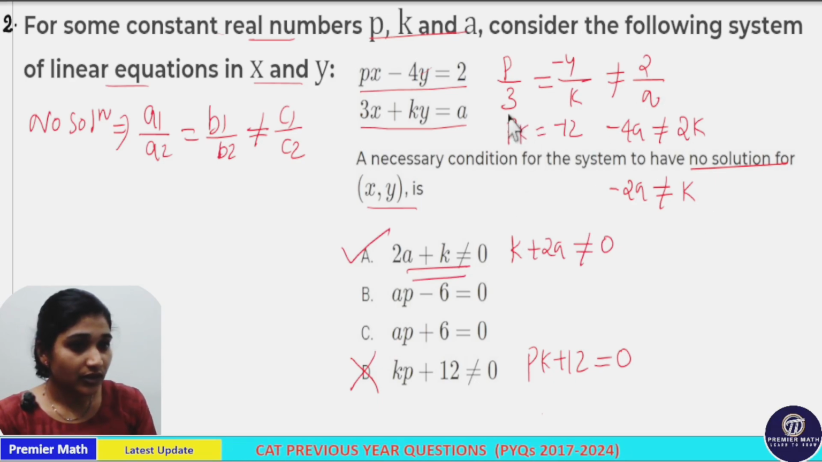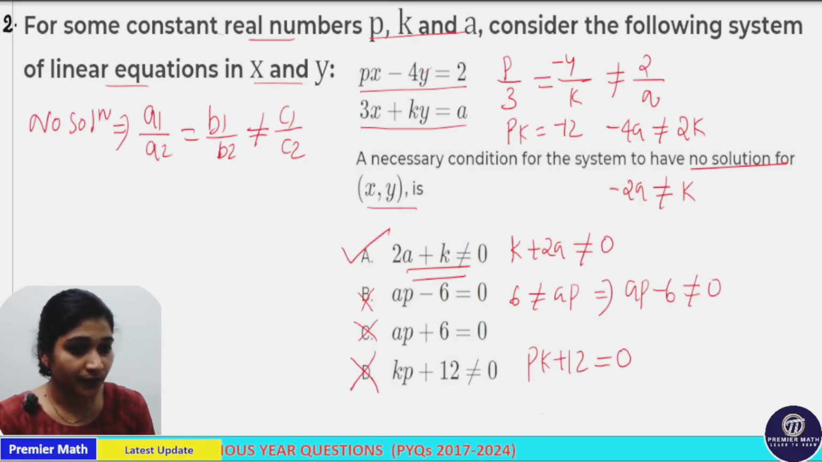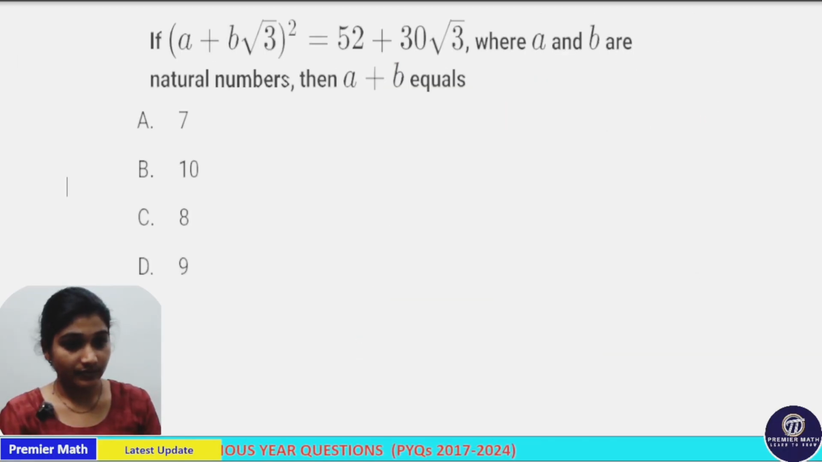Here also, if you look at 6 not equal to ap, which means ap minus 6 not equal to 0. Here, both B and C are wrong. So our answer is option A.